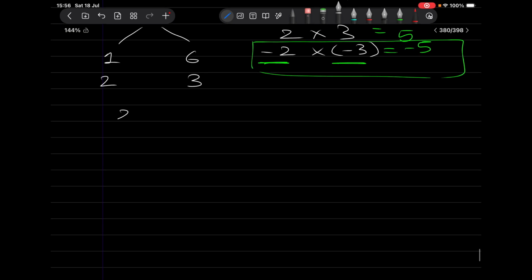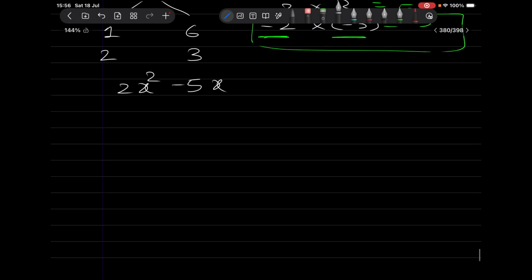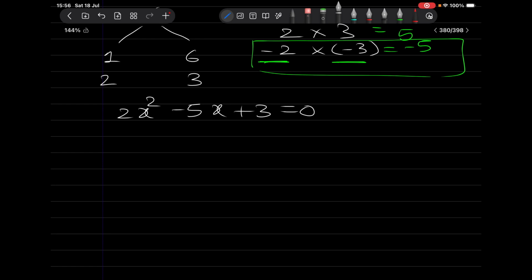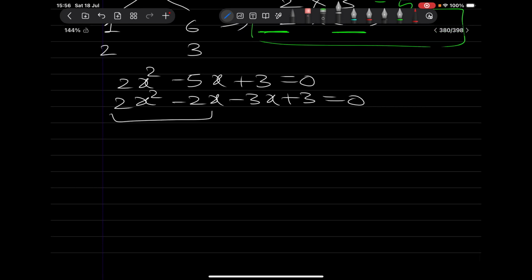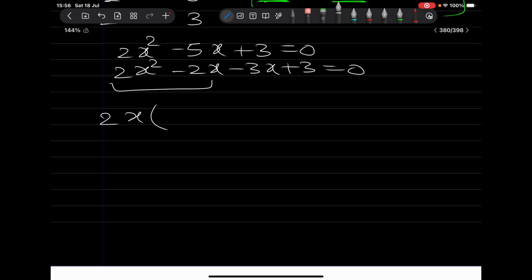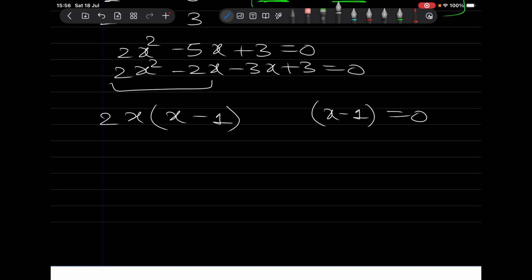We have the equation 2x square minus 5x plus 3 equals to 0. I will split minus 5x as minus 2x minus 3x plus 3 equals to 0. Now if I take the common from the first two terms, I will get 2x common. Remaining is x minus 1. I will write x minus 1 as it is equals to 0.